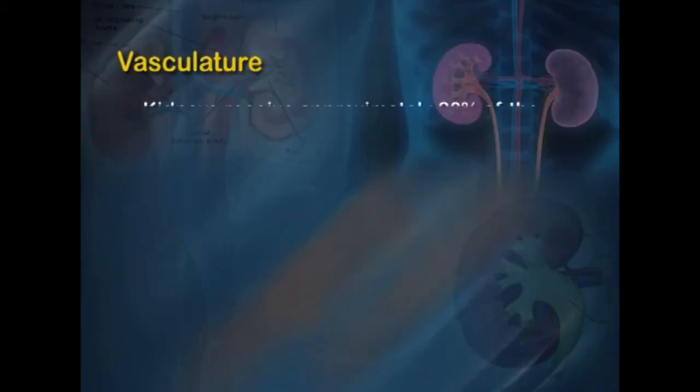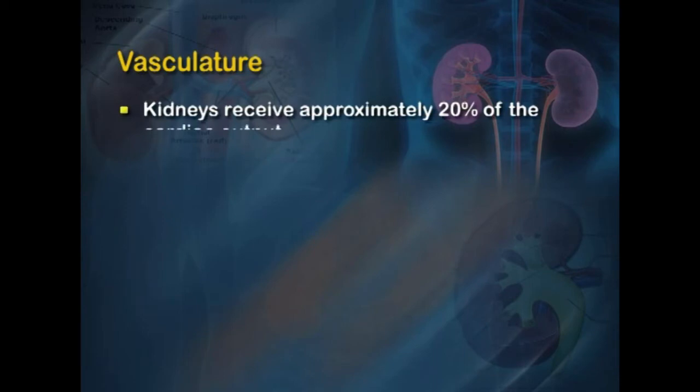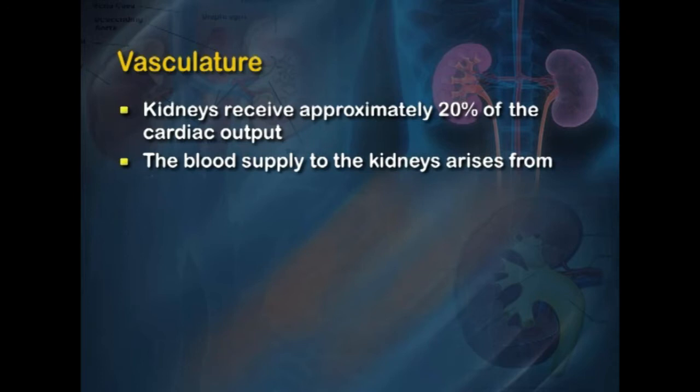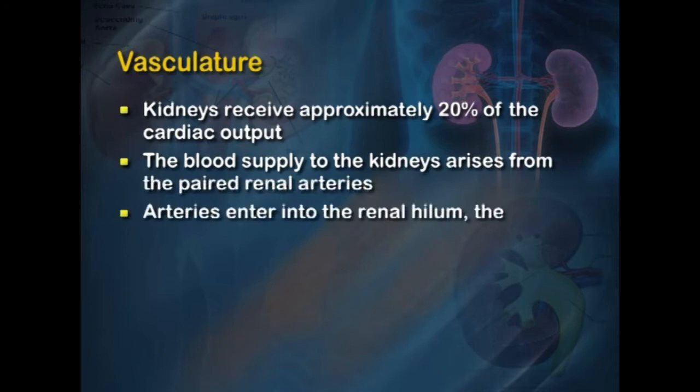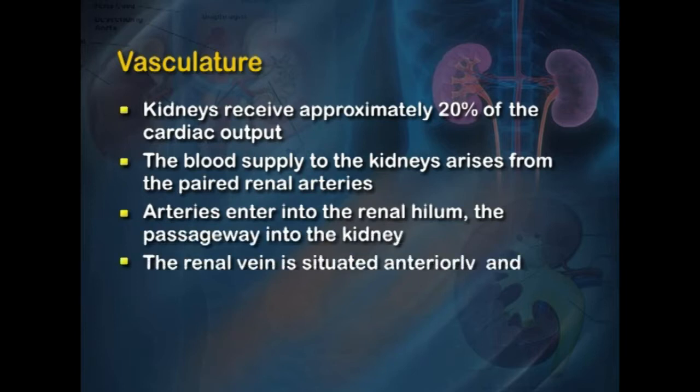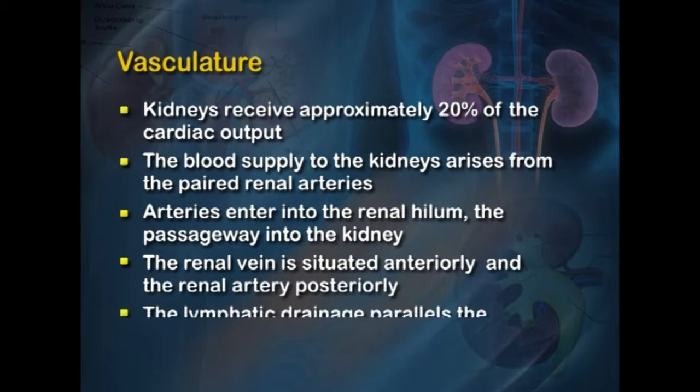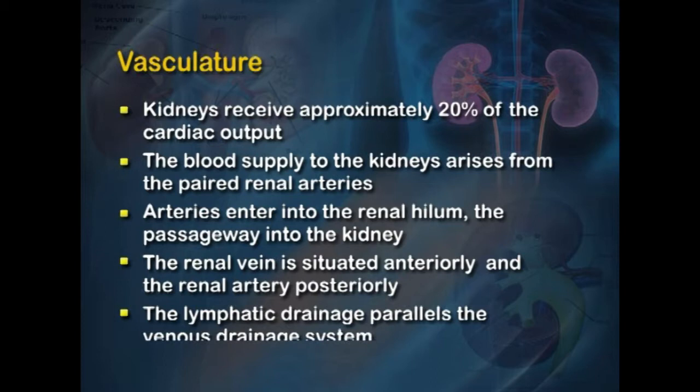Now, if we look at the vasculature, or what is known as the blood supply to the kidneys, kidneys receive approximately 20% of the cardiac output. The blood supply to the kidney arises from the paired renal arteries. Arteries enter into the renal hilum, the passageway into the kidneys. The renal vein is situated anteriorly and the renal artery posteriorly. The lymphatic drainage parallels the venous drainage system.